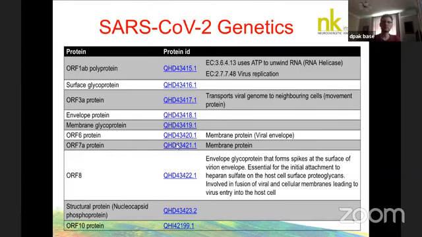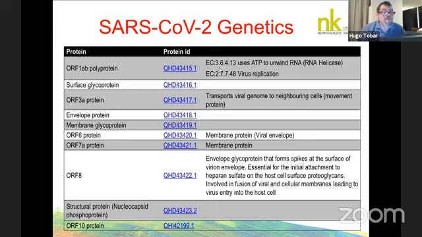So if you look at this, you can see the first one here. These have enzyme numbers. And the enzyme numbers define the enzymatic reaction that the protein does.